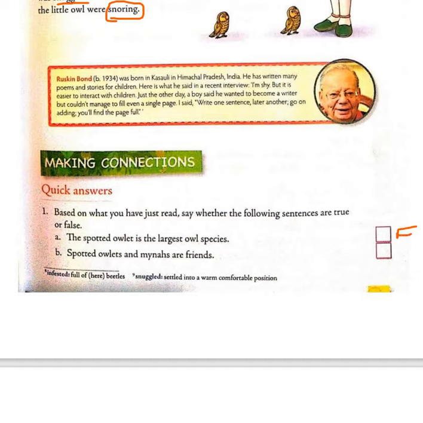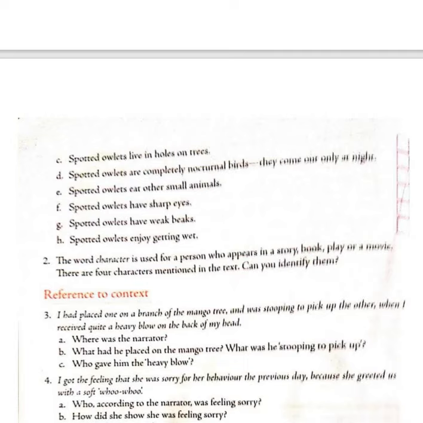Okay, the next one: the spotted owlets and the mynas are friends. No, because it has been said that the mynas and almost other birds think that the owls are their enemies, so this one again will be false. And then: the spotted owlets live in the holes in the trees. Yes, this is true. This will be true. Okay. Next one: the spotted owlets are completely nocturnal birds.